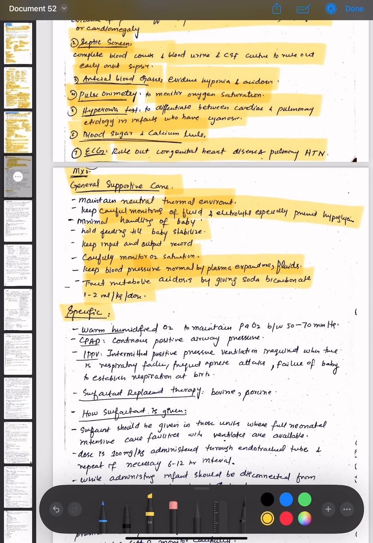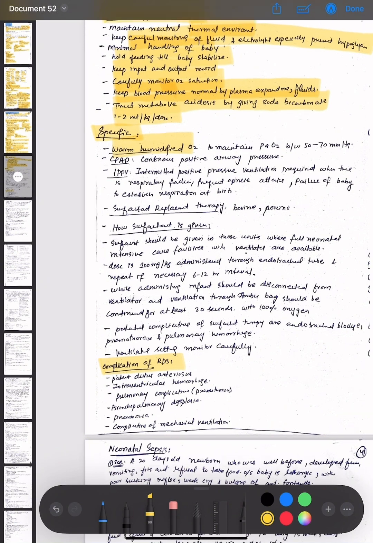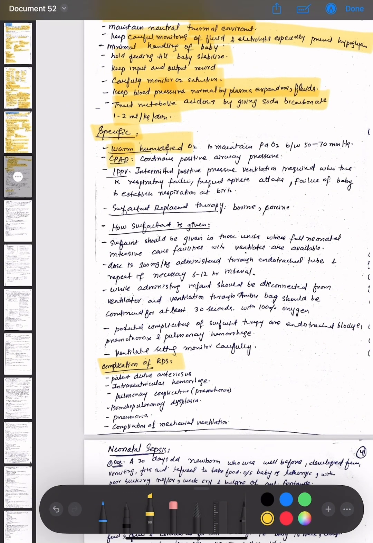Now, the specific measures are warm humidified oxygen, CPAP, and IPPV, that is intermittent positive pressure ventilation, if required. Surfactant replacement therapy is done. And how is surfactant given?